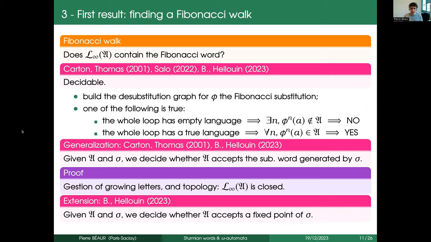The result I just described is not new. It's a consequence of a paper by Carton and Thomas about finding substitutive walk in Bushy automata. And it has also been reproved by Villestalo in a paper about quasi-minimal subshifts. And it can be generalized, obviously, because I did not really use the fact that it was the Fibonacci substitution. So given an omega automaton and the substitution, I can just decide whether A accepts the word generated by sigma. I will reinsist, but what made the proof work is topology, mainly. An important property of weak omega automata is that their language is closed using the pro-discrete topology. And that's why the algorithm will suffice.